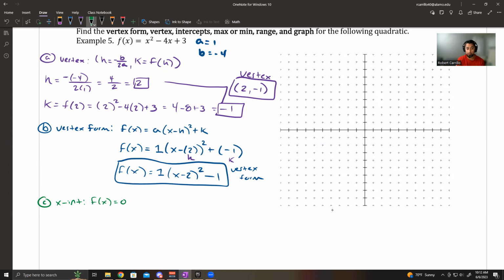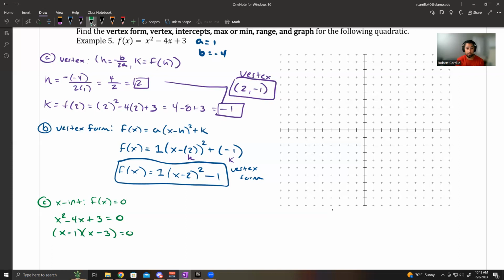So let's look at the original function, which is x squared minus 4x plus 3 equal to 0. And if this is factorable, then we'll go from there. If it's not, we will use the vertex form. So this means that here we know that it's x minus a number, x minus a number equal to 0. And then we know that the only factors of 3 are 1 and 3. And let's see if this works out.